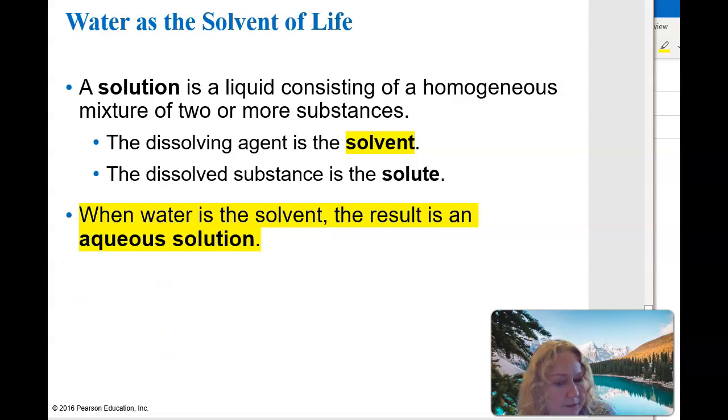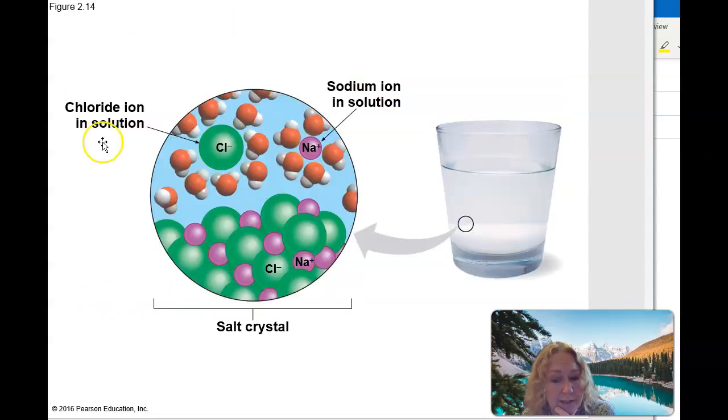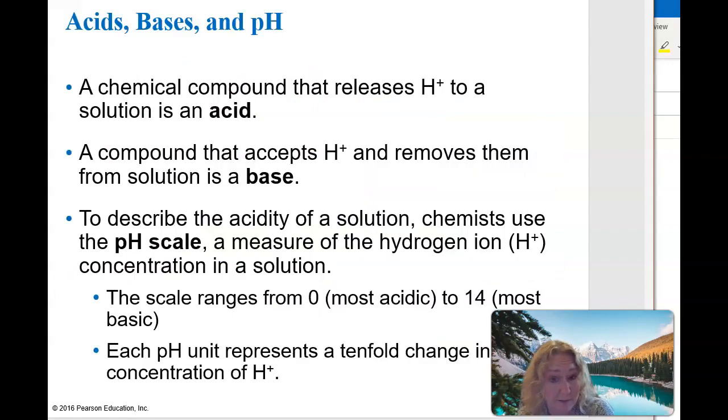Sugar makes good sweet tea. Water can absorb an enormous variety of solutions. This is very necessary for life, and it provides a medium for all chemicals everywhere. When water dissolves salt ions, each ion becomes surrounded by a charged region, and we will talk about that. That is, here's sodium, here's a salt crystal, and basically that gives us acids and bases. Next video, acids and bases.